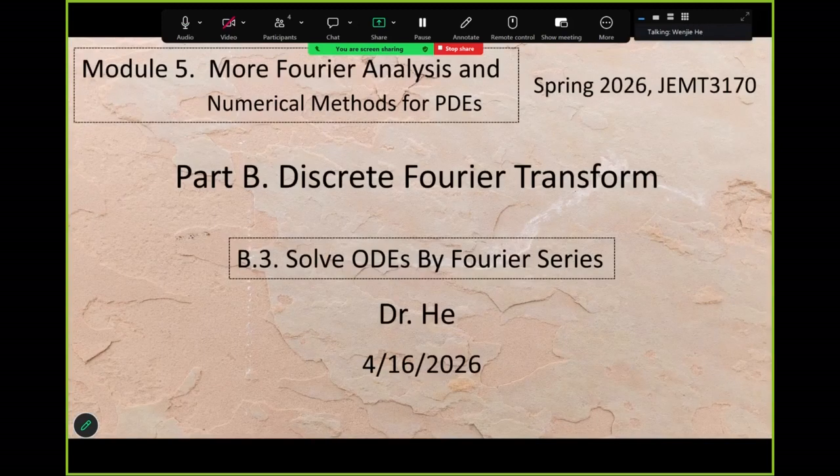We have 10 minutes remaining. Now we need to look at B.3, solving ODEs by Fourier series, with some application questions. For this discrete topic, next week we have 2 classes, so I will do 2 topics. In another class, I will continue the discrete Fourier transform.